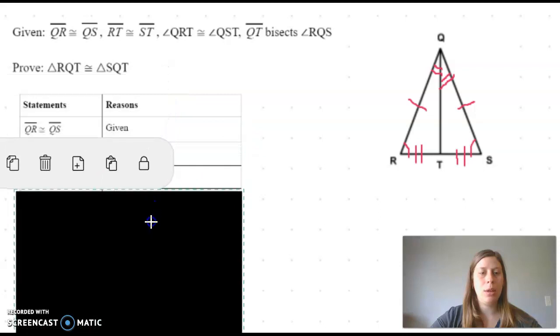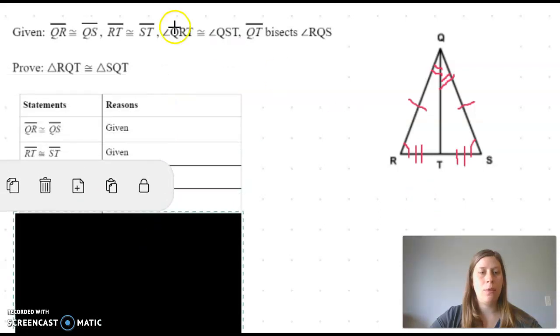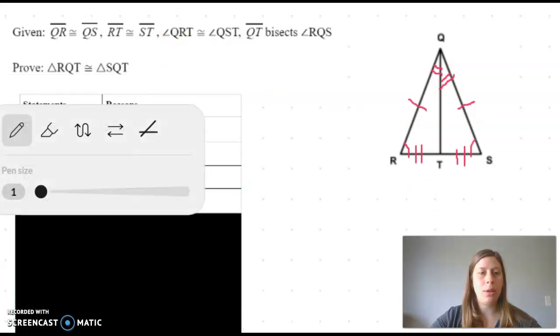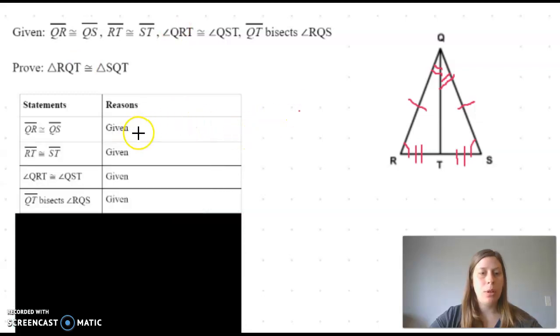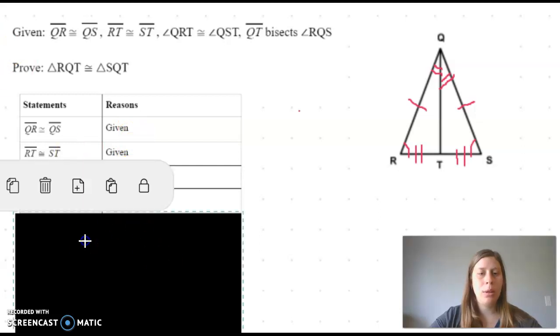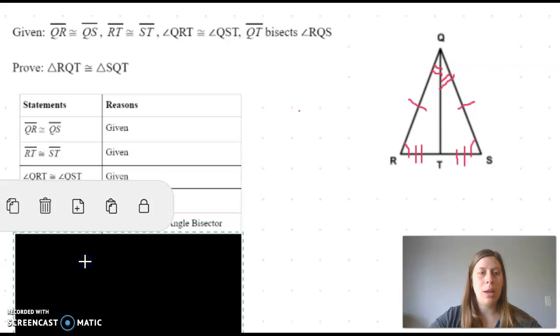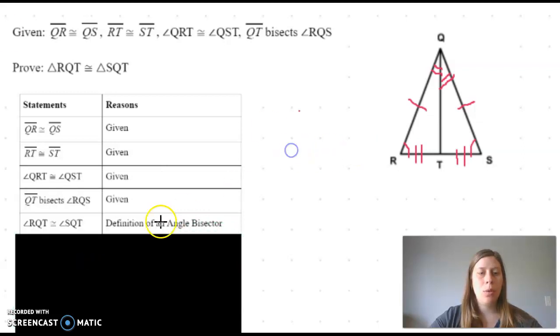So you can see here are the first few things that we wrote. So given, given, given, given, you always start with your givens. And then we also marked that those two angles were congruent. And how did we know they were congruent? Well, it was the definition of an angle bisector.